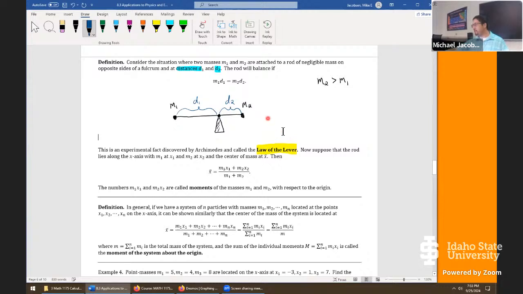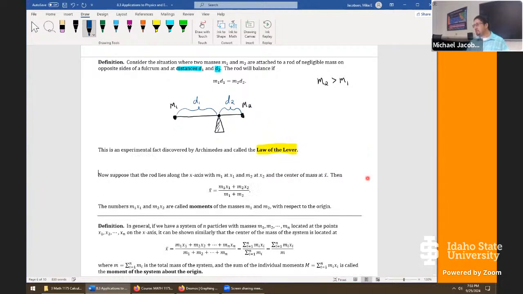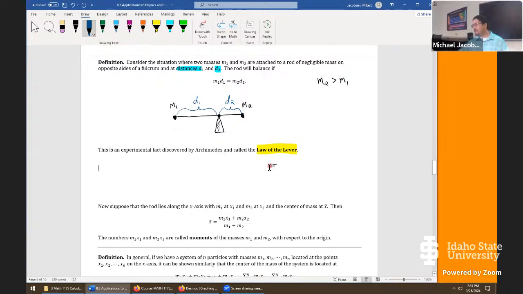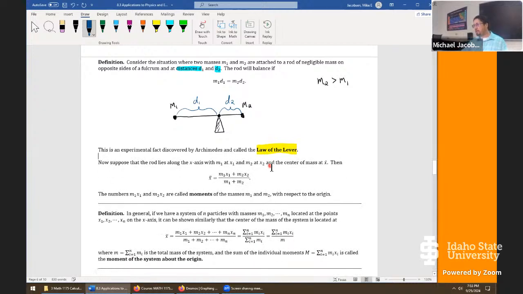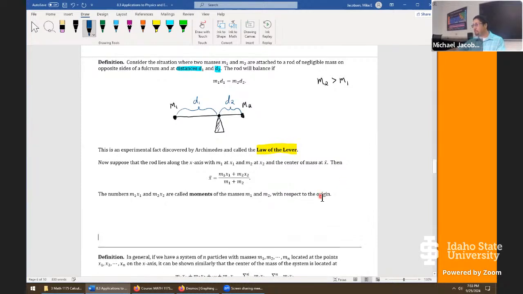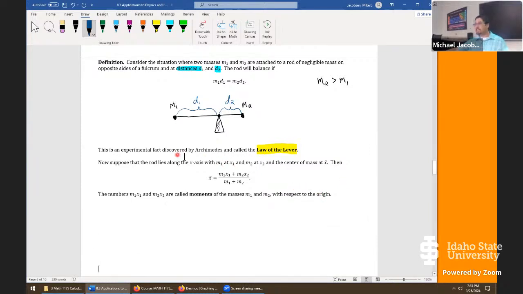Okay, so let's bring this up here. It says next, now suppose that the rod lies along the x-axis. Let's do a new diagram to show what's going on with that formula. It lies along the x-axis with mass m1 at x1, mass m2 at x2. So the only difference now is we're going from the law of the lever and imposing an axis. Definitely we're looking at math now. Here's our axis going this way. Here's mass 1 like before, located at x1 on the number line. Mass 2 is located at x2 on the number line.